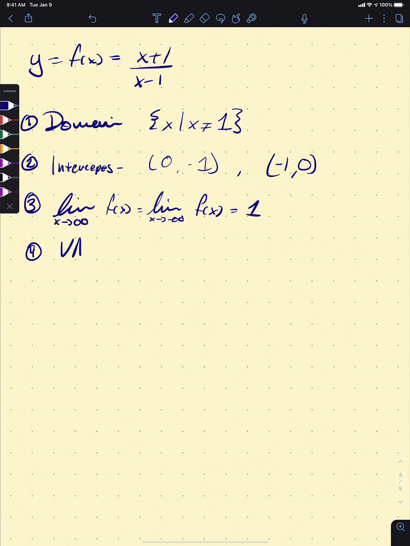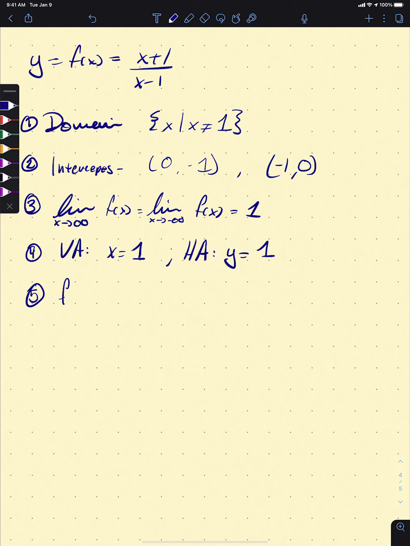Once again, we discussed this previously. There's a vertical asymptote at x equals 1, and then there's a horizontal asymptote at y equals 1, as we saw here. Okay? What about step 5? Well, step 5 was asking us to look at our derivative. Okay?